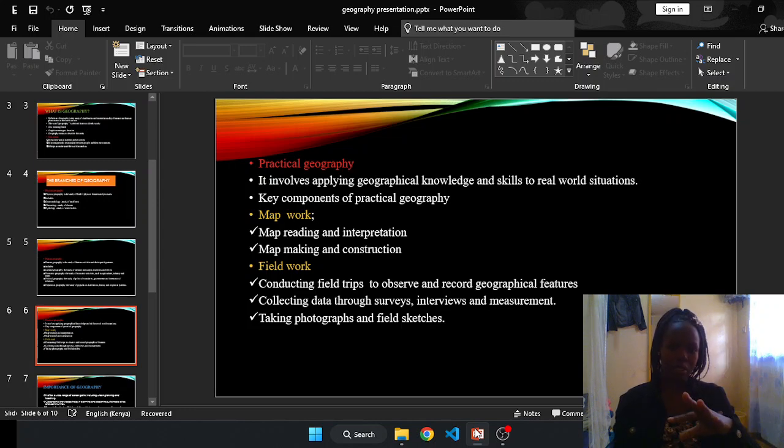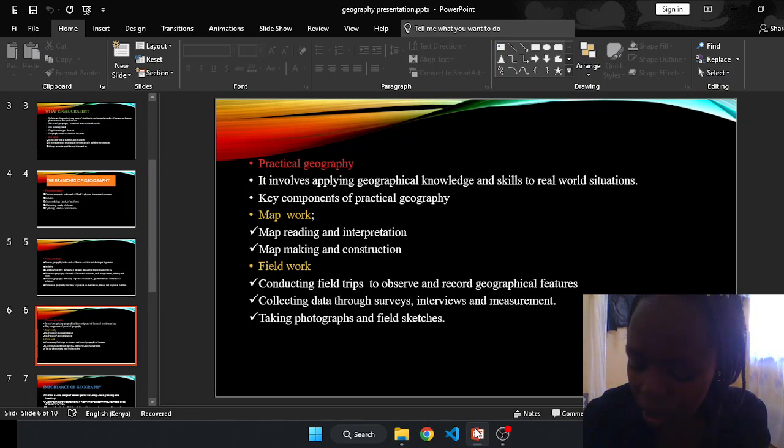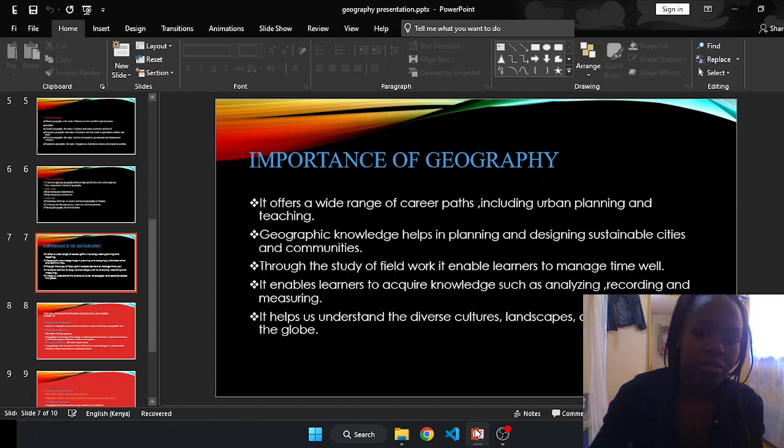That is under practical geography. Under practical geography, we have map work, field work, photograph work, and statistical method. Practical geography involves applying geographical knowledge and skill to the real world situation. In brief, when you are asked about branches, those three are the branches of geography: human, physical, and practical geography. I think I'm done with the branches of geography.